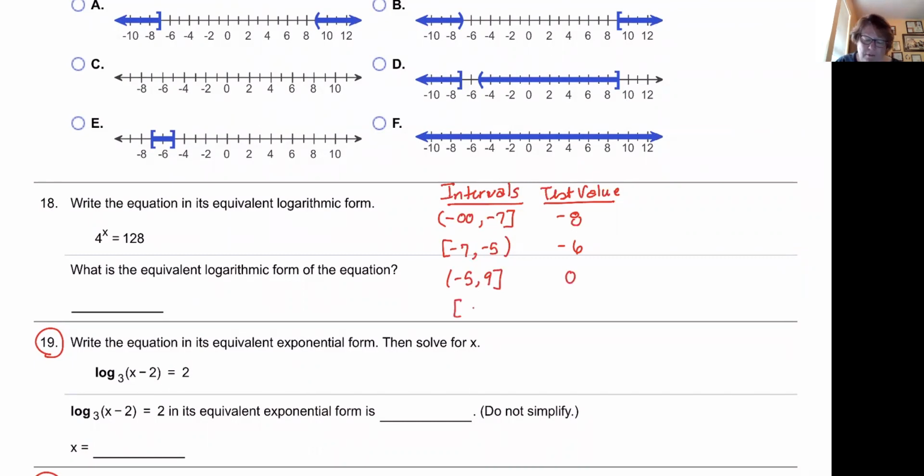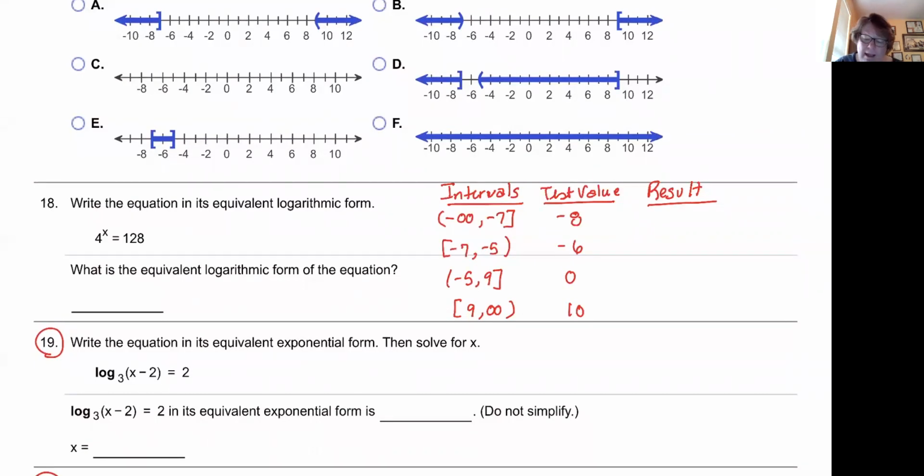And then from 9 to infinity. And I just picked 10. Okay, so what's my result? Use your calculator. Let your calculator do this. I didn't calculate this by hand. I put this in my calculator and let my calculator do it.